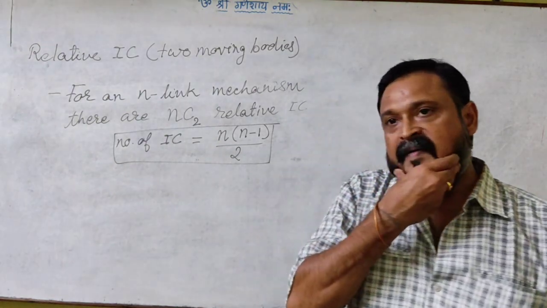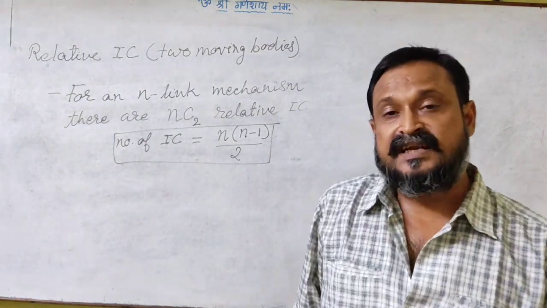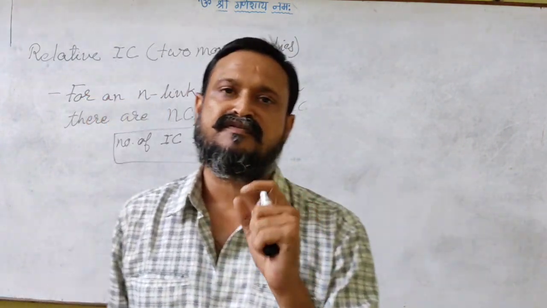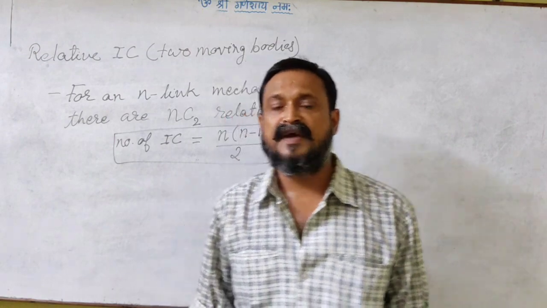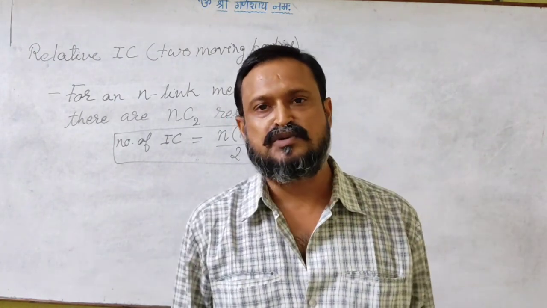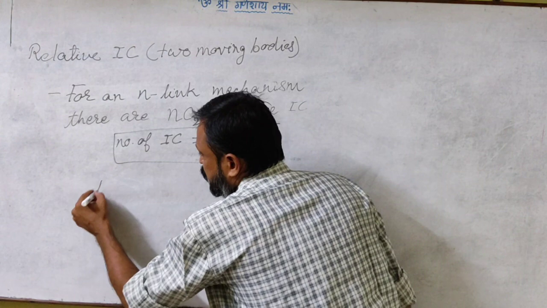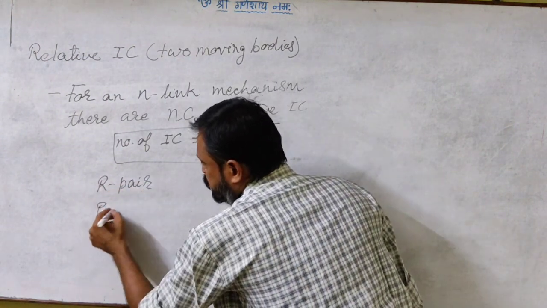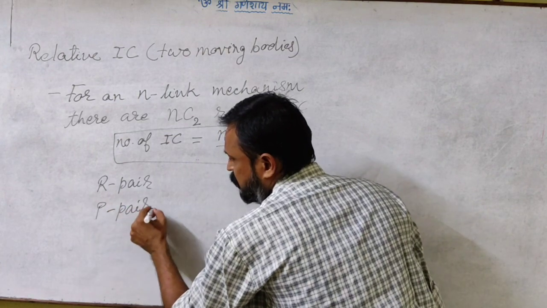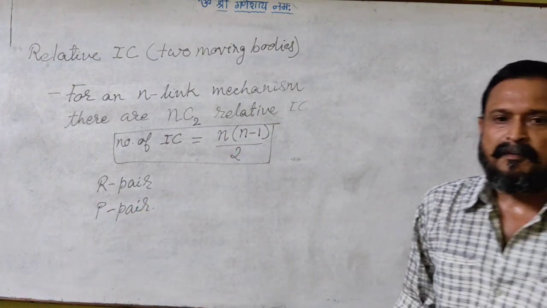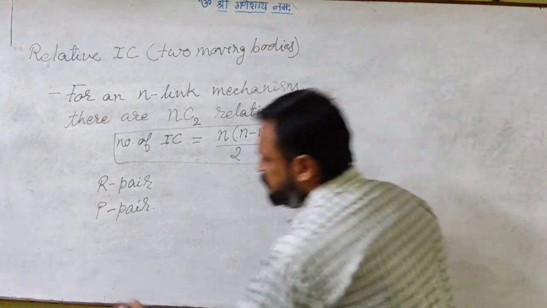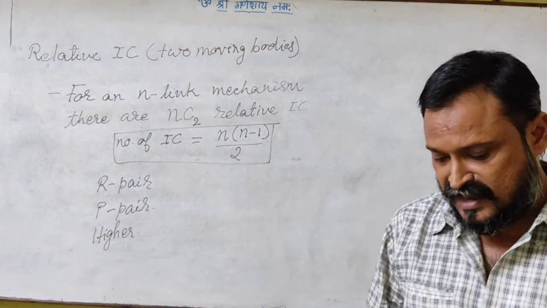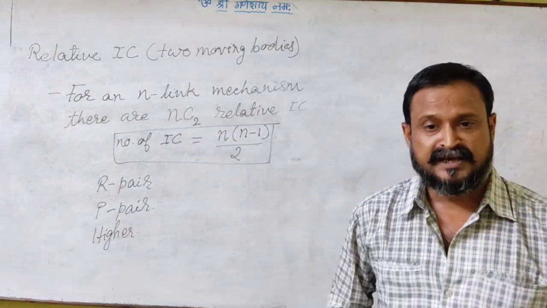Now, all these links in a mechanism are interconnected to each other, so there is a formation of pairs. There are various pairs, and we have already gone through the types of pairs. There are revolute pairs. There are prismatic pairs, right? Then there are higher pairs as well. In higher pairs we know there are rolling pairs.